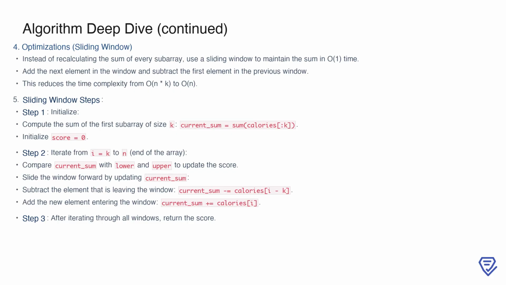Then, iterate through the array starting from index k to the end. For each iteration, compare current_sum to the thresholds and update the score as needed. Next, slide the window forward by subtracting the first element that is leaving the window and adding the new element that is entering the window. This allows the current_sum to be updated in constant time. After processing all subarrays, the final score is returned. This approach improves the time complexity from O(n*k) to O(n), making it far more efficient.